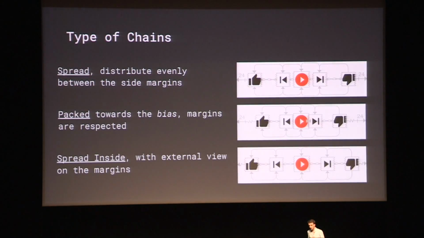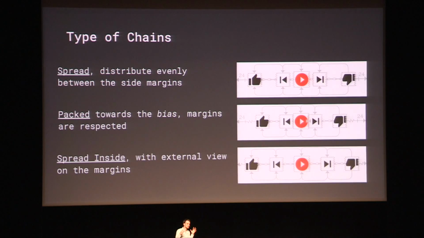So just a little more about chains. I won't cover everything here. There are different kinds of chains. Spread is the one we just used. It's going to spread your components evenly between the two constraints. Then you have packed, which is going to pack the components together. And in all cases, the margins are respected.